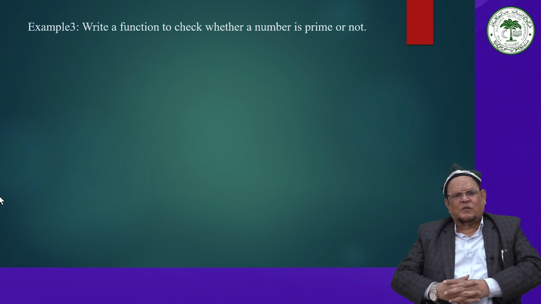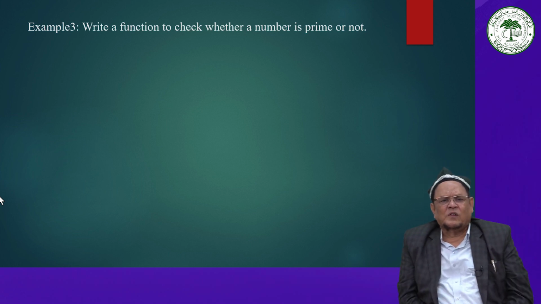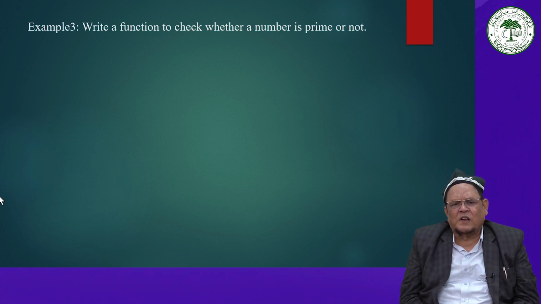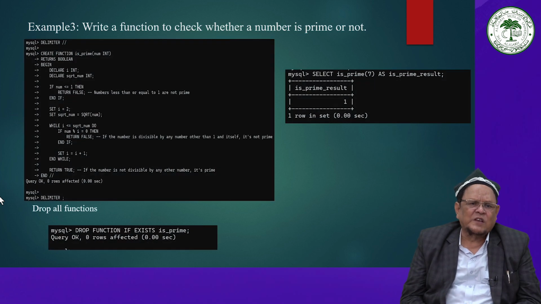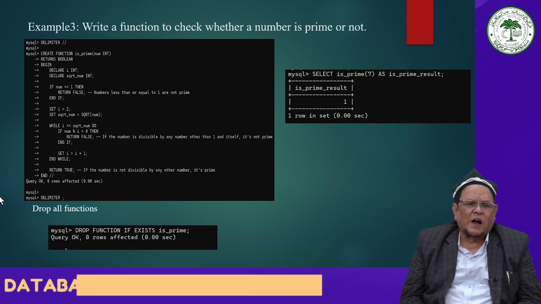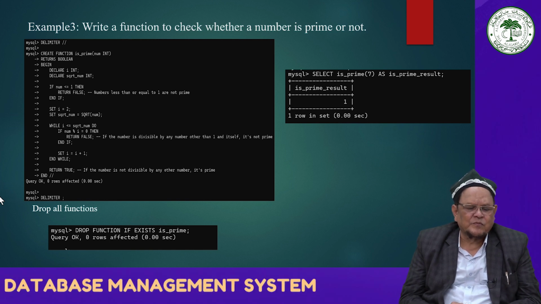Also, I have taken one third example: write a function to check whether a number is prime or not. Already you know how you will write a program. In the same way you have to write CREATE FUNCTION is_prime. The return value is boolean, yes or no.